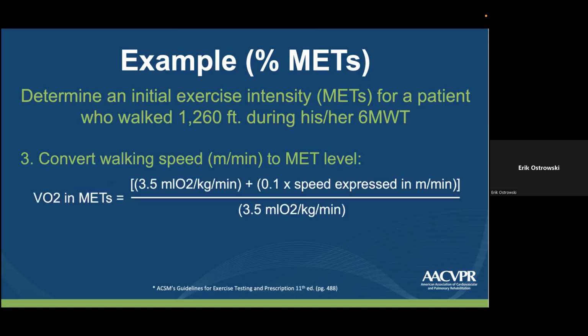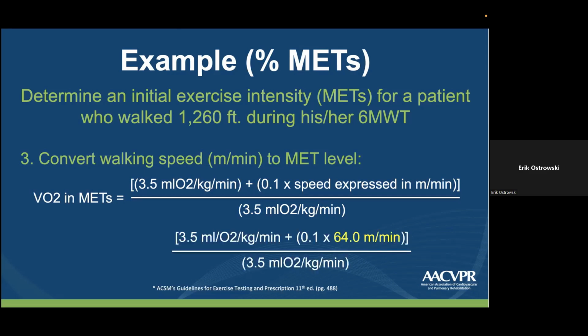Next, you'll convert the walking speed to a MET level. This is where you use the ACSM metabolic equation. And for your reference, you can find these in the ACSM Guidelines for Exercise Testing and Prescription, 11th edition. But here is the equation. And what we ultimately do is plug our 64.0 meters per minute into the equation, do our order of operations, and we get 2.83 METs. So 2.83 METs is the result of the 6-minute walk test.